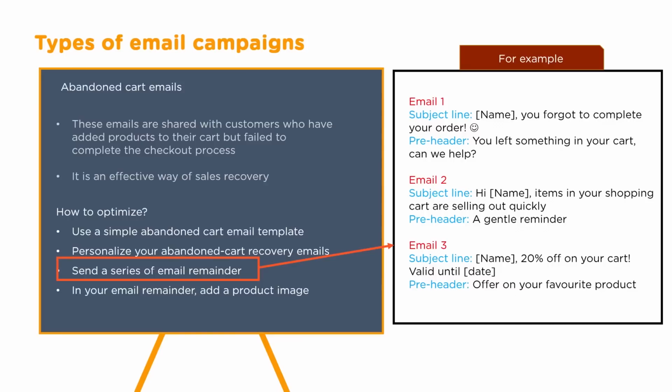So the first email that went out in the series is, hey, you forgot something. Is there anything we can do to help you complete the product purchase? Email 2 is just that gentle reminder. Hey, we're selling out quickly, you might want to purchase that product. And email 3 is to really help them along by saying, hey, here's 20% off, valid until so-and-so. So just a small series of emails that go out to try and get somebody back into the shopping cart.